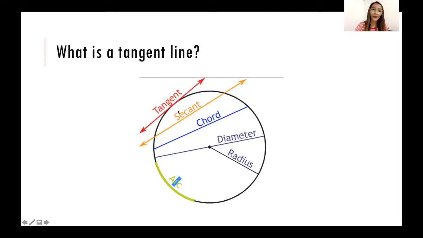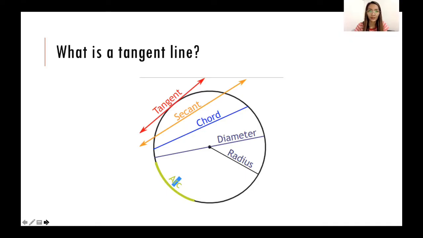So how are you going to define a tangent line? A tangent line is a line that touches a curve at one point without crossing over. You see it does not go inside the circle. It is always just on the curve. It only touches one point of a curve. That is a tangent line. So what is the connection of a tangent line to the derivative?